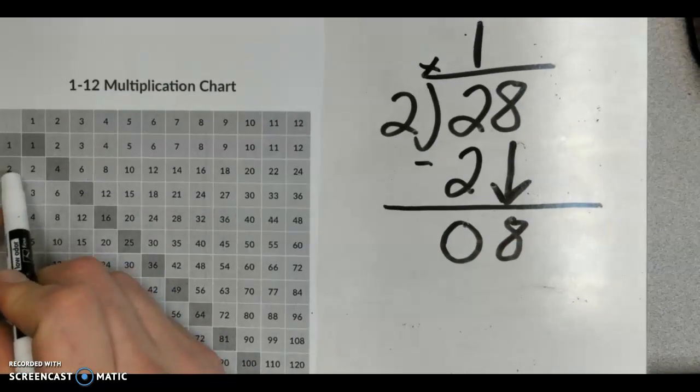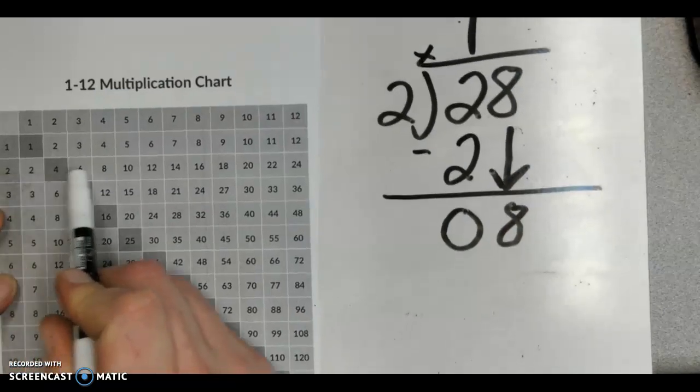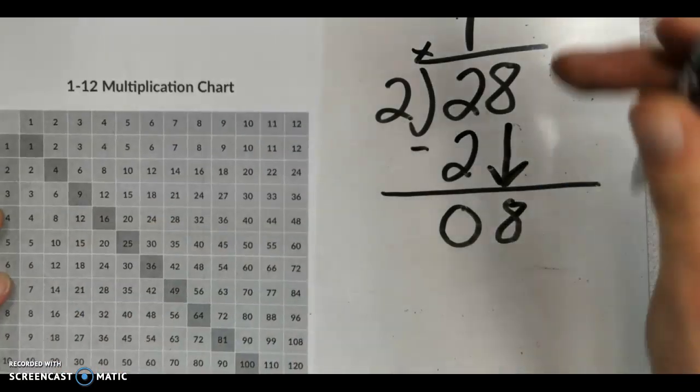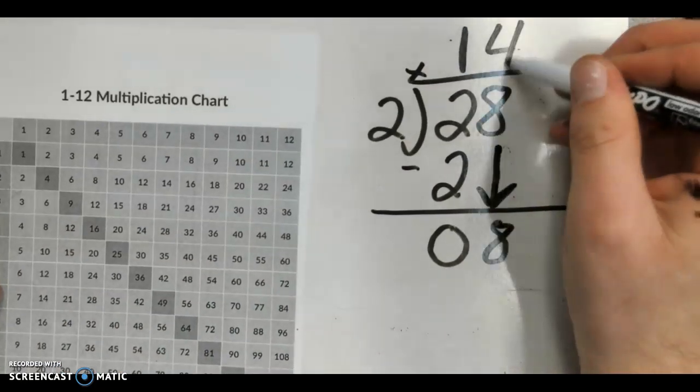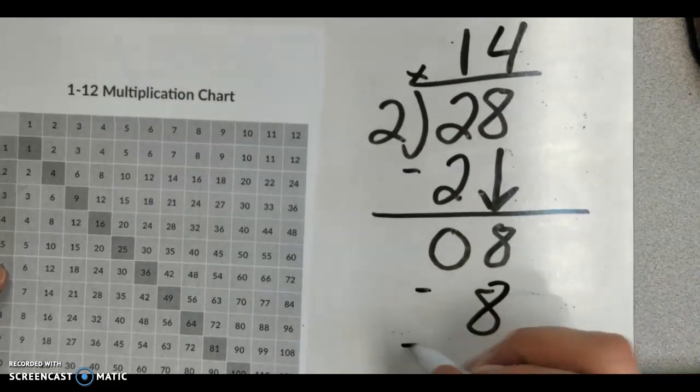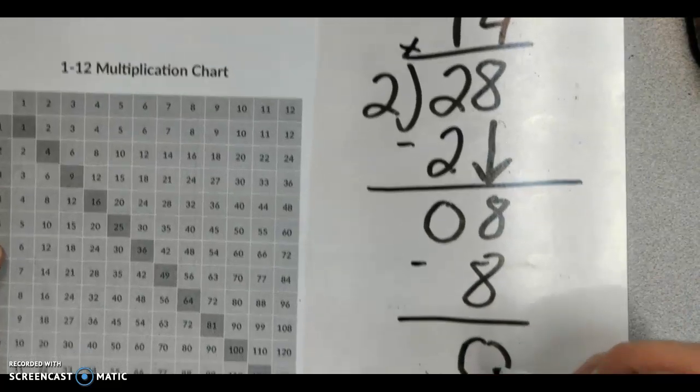So I'm going to go here again. Here's my 2. I'm going to find my 8. It is 4 times. 4 times 2 is 8. I subtract. That gives me 0.